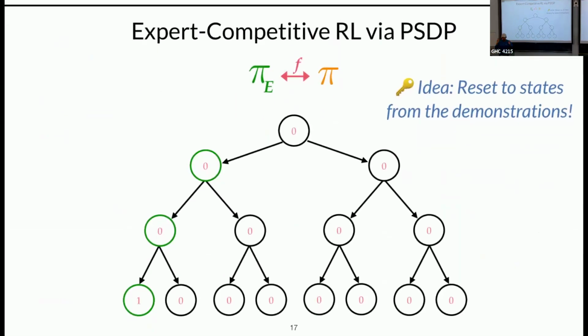I'm going to use the term expert competitive RL to mean local search. That's just a more formal way of saying that. Let's talk about PSDP. Drew talked about this: policy search by dynamic programming. The key idea of PSDP is that we reduce the overall exploration problem in policy search by doing resets to states from some good distribution. In particular, if we want to compete against the expert, a good distribution to reset to is states from the demonstrations.